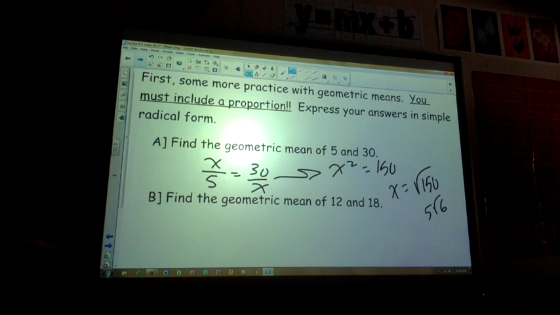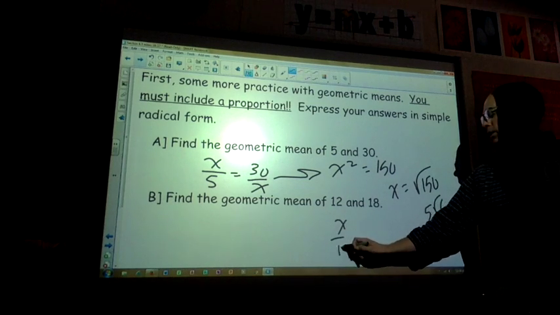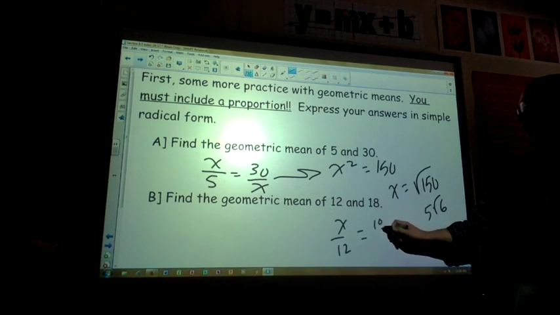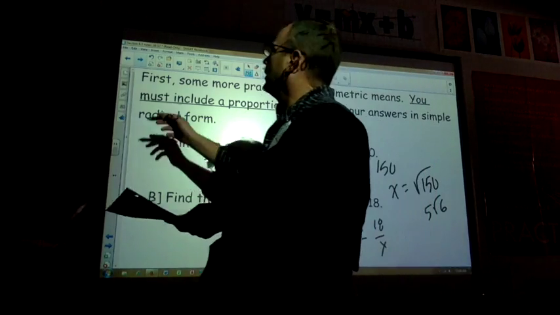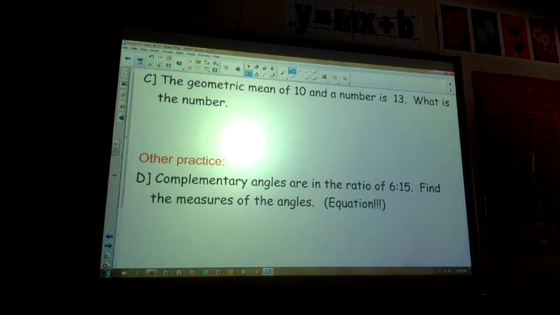Is that okay? Find the geometric mean of 12 and 18. x over 12 equals 18 over x. Cross multiply, do that. You okay with that? Sorry, I don't think I need to multiply it out. All right.